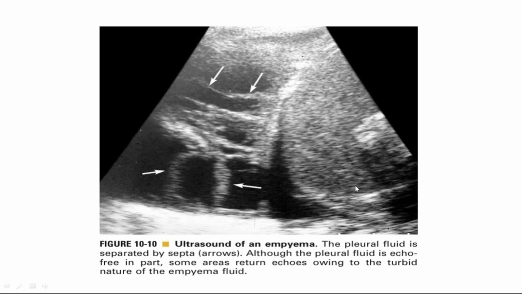Ultrasonography of an empyema. The pleural fluid is separated by the septa. These are the septa. We can see the pleural fluid. In the pleural fluid, we can see the internal septations. This is the picture of empyema on ultrasound.